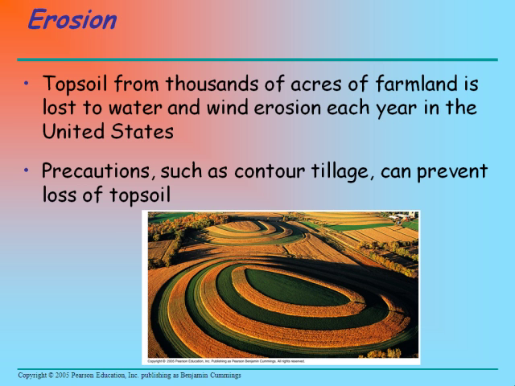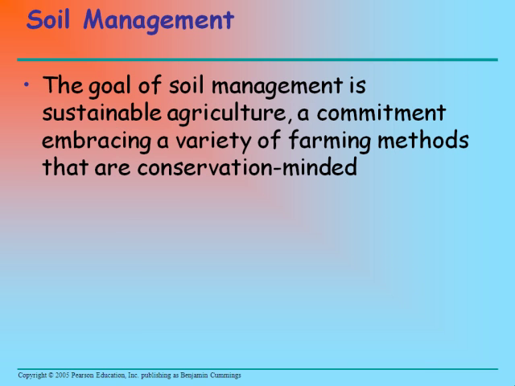Precautions such as contour tillage can prevent a lot of this runoff, because the soil will not be blown away or washed away. These crops in Wisconsin are planted in rows that go around instead of up and down. This goes against gravity, so it helps slow water runoff and topsoil erosion after a heavy rain.